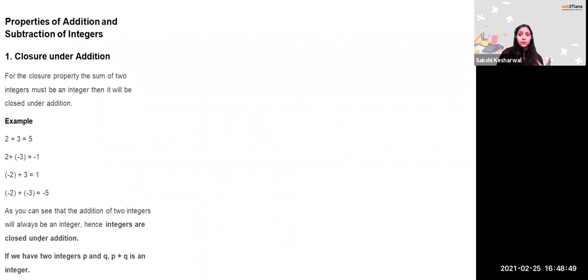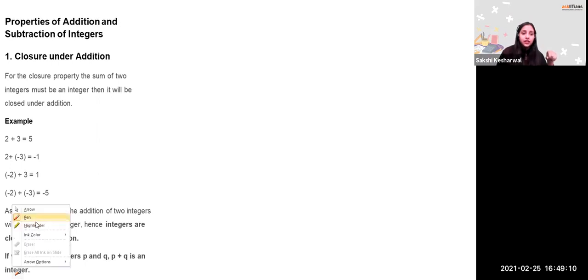Now here come the properties. In class 6, we learned the properties of whole numbers, right? What are the properties of the whole numbers? Closure property, commutative property, associative property, right? And then we learned about the distributive property. The same things we'll be doing in this class also. So, coming to the properties of the addition and the subtraction of the integers, here comes the first thing.